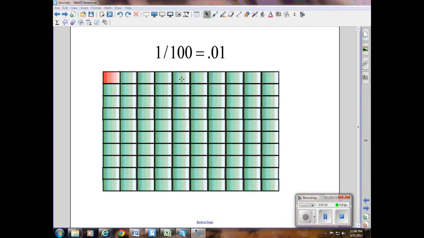We have 100 pieces here, and we represent this red piece as one of those 100 pieces. In decimal form, that's represented as 0.01. We have 1 in the hundredths column.